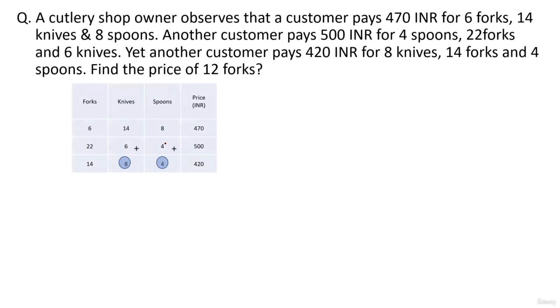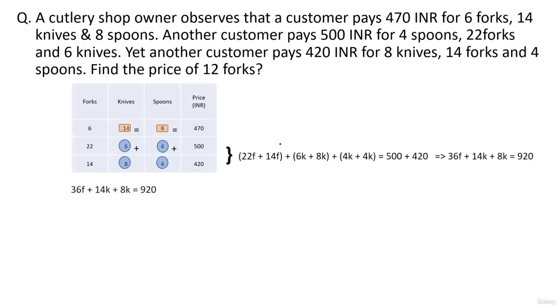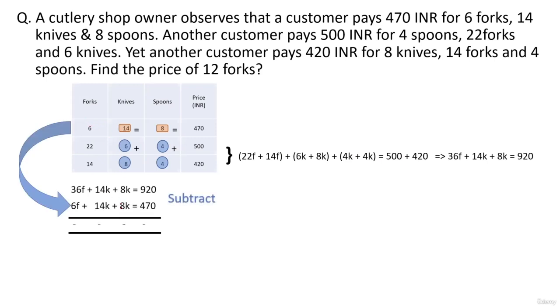If you observe carefully, as I said once again, 8 plus 6 will basically give you 14 and 4 plus 4 gives you 8. So we add the last two equations, and we subtract the first equation from the addition. So 14k gets cancelled out, 8k also gets cancelled out. We have 30f is 450, and for 12f, cross multiplying, we get the answer as 180. It's as simple as that. You don't even need to write or manipulate all the equations. You just need to add the last two and subtract from the first.